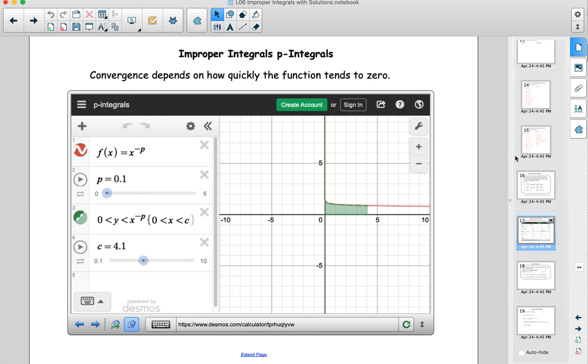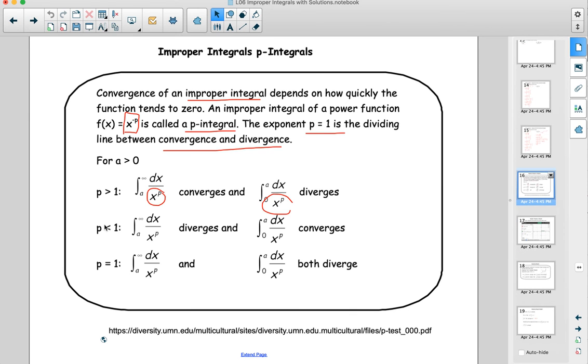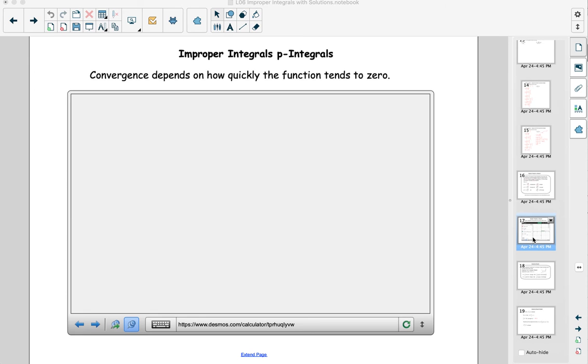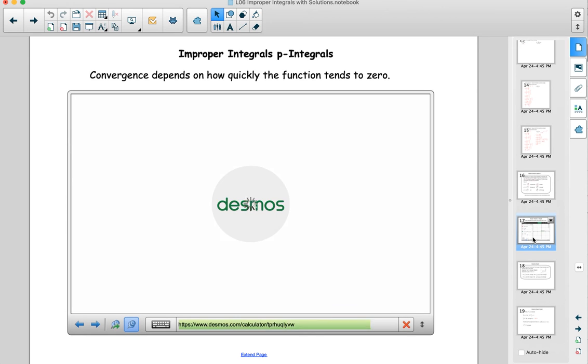So we were talking about convergence and this improper integral of this power function x to the negative p, which I have right here. And we were talking about when p is smaller than 1. Going back to the slide again: when p is smaller than 1, the bit from a to infinity will diverge, and the bit between 0 and a will converge. So let's take a look at that. Hopefully this doesn't take too long to load back up.